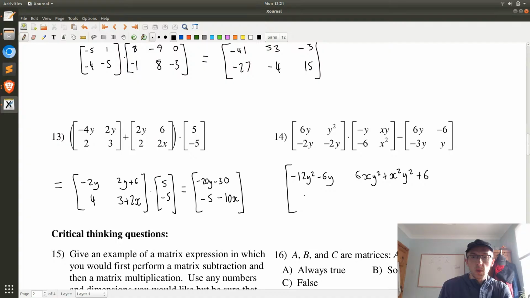Next, 2y squared, add 12y squared. So 14y squared. 14y squared, add 3y. Then negative 2xy squared. Take 2x squared y. Take y.